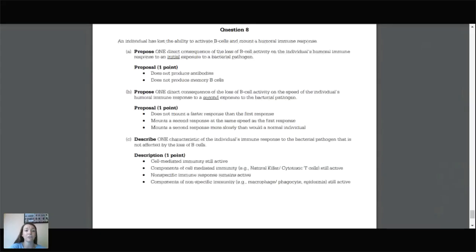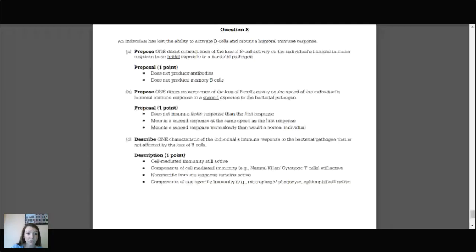So for part A, if we lose B cells, how is that going to affect our first exposure? Well, we're not going to produce antibodies and we're not going to produce memory, but you only need to say one of those things. So if you know that B cells produce antibodies, you can just say we don't have antibodies because that's what they produce and now we don't have them anymore.